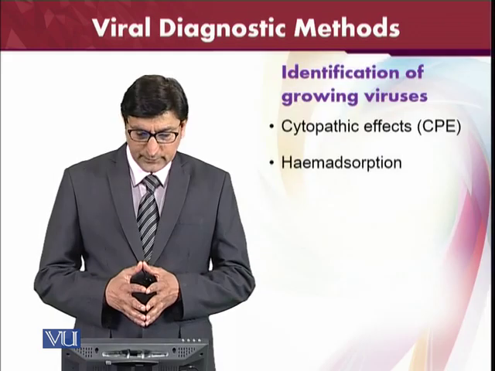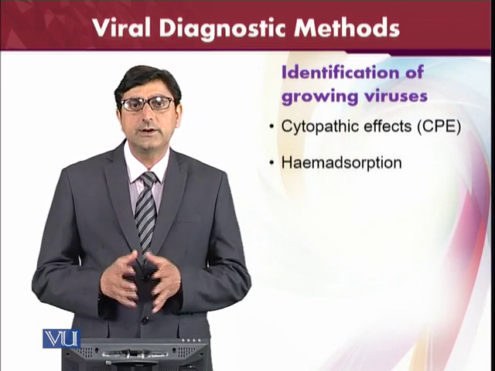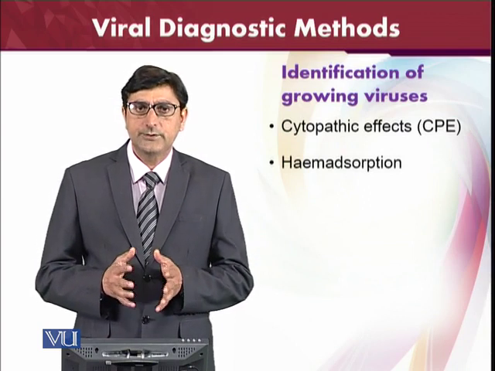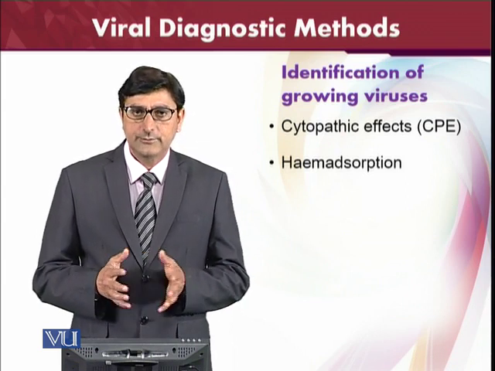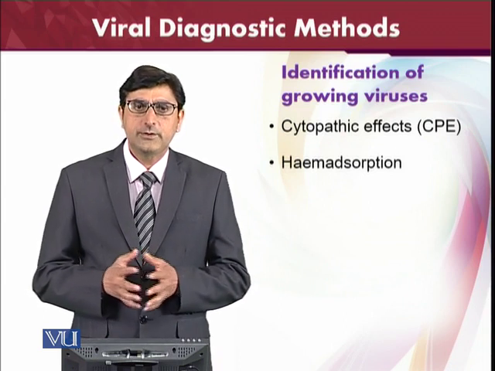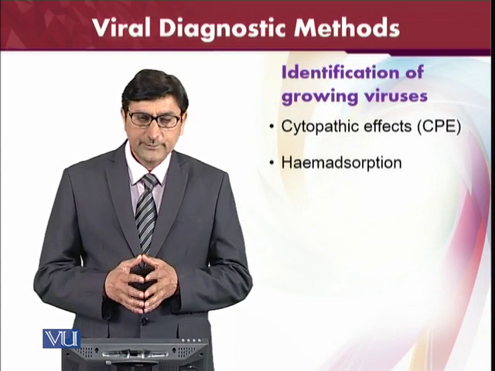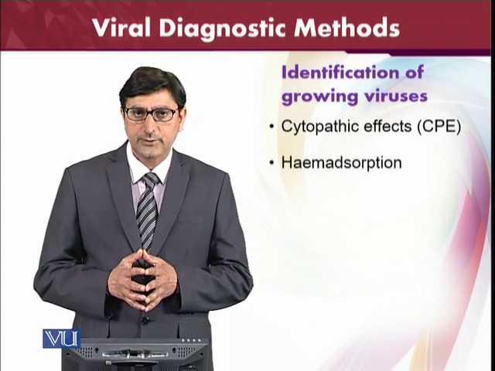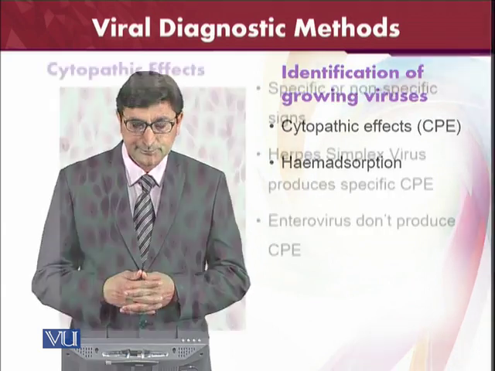Identification of the growing viruses. As we have already discussed, if the virus is going to grow inside the body of the cells, then we can see it in the form of inclusions, or the factories, and we can see the cytopathic effect. Some of the viruses are going to produce specific cytopathic effects, and some of the viruses don't produce cytopathic effects which are specific to that virus. And similarly, we can also examine it through the heme absorption.